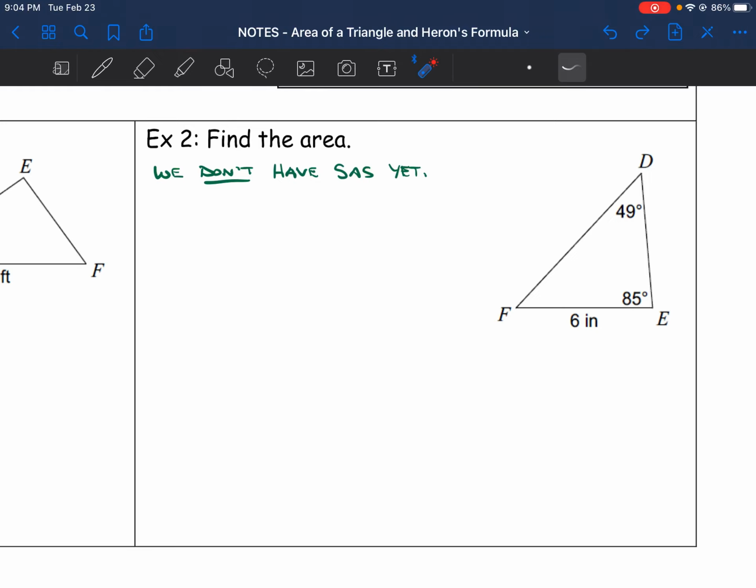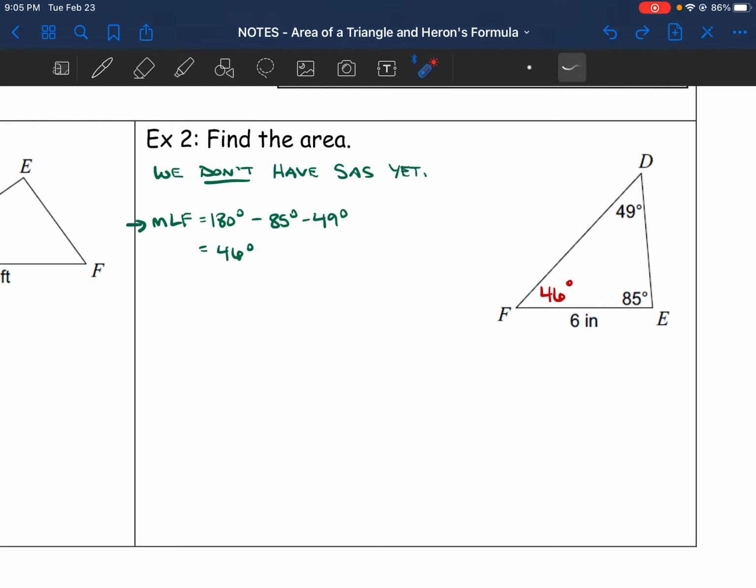So the first thing that jumps out to me is, if I can get this side right here, which would be side F, then I would have side F, side D, and the angle in between them. So if I want to find side F, then I want to find angle F and then use the law of sines to find side F. So the measure of angle F is going to be 180 degrees minus these two angles. It's going to give us 46 degrees.